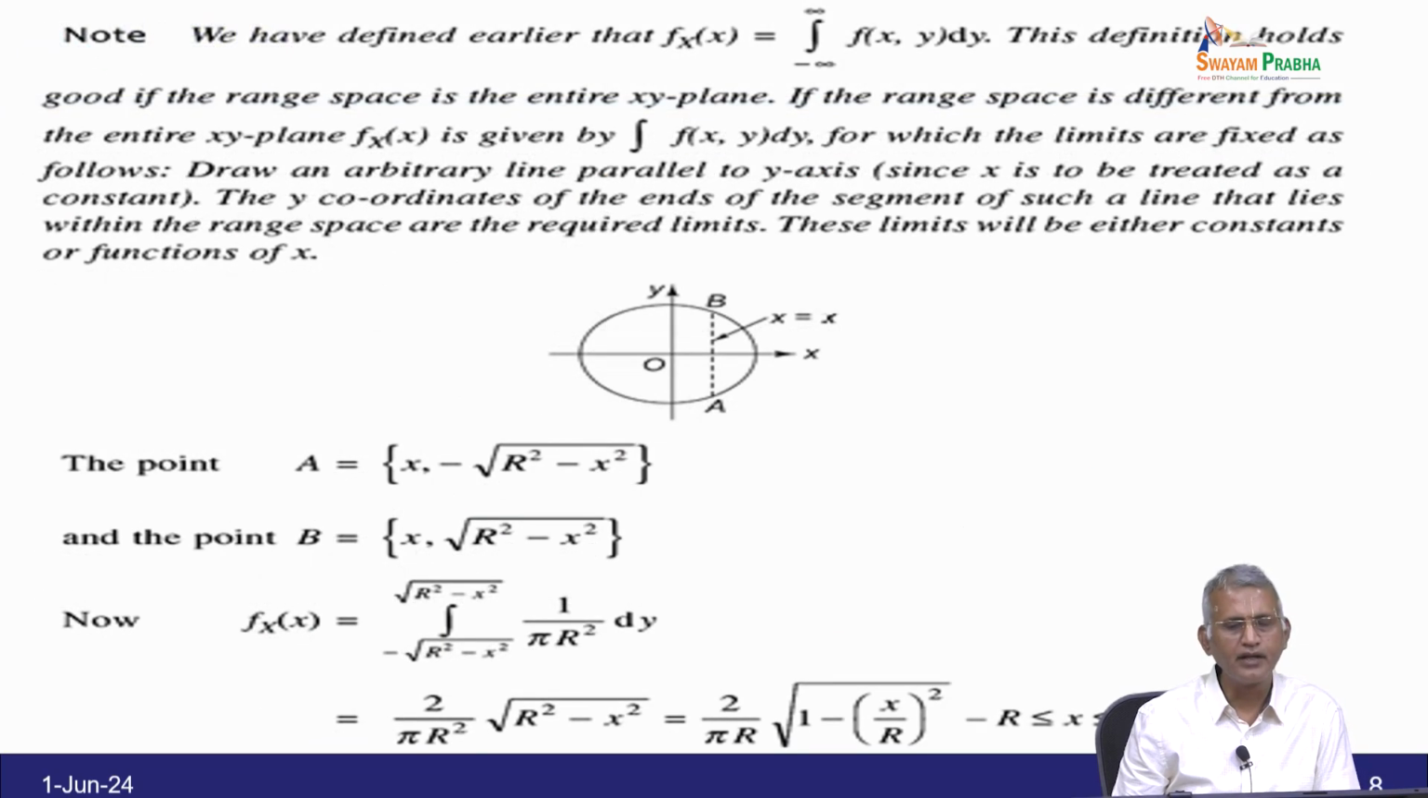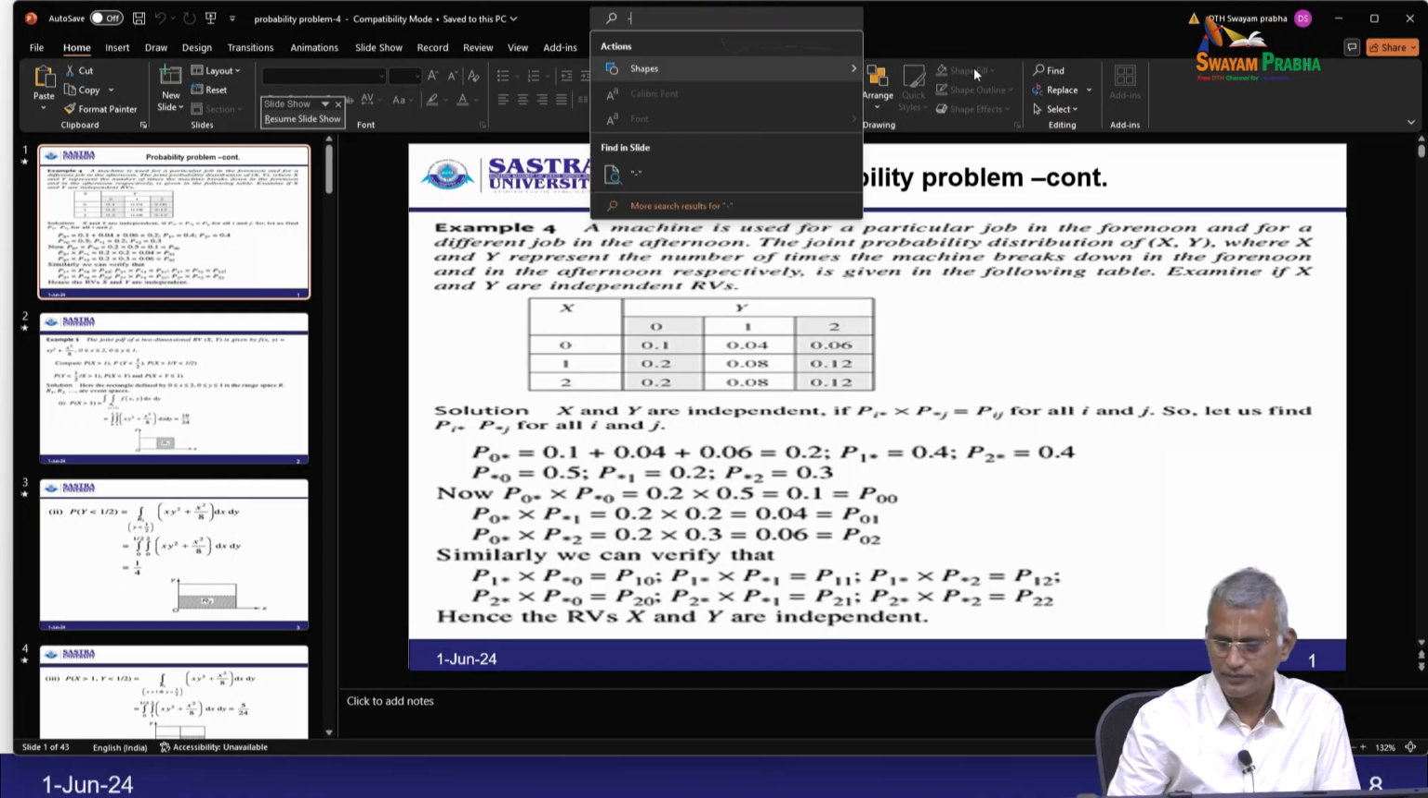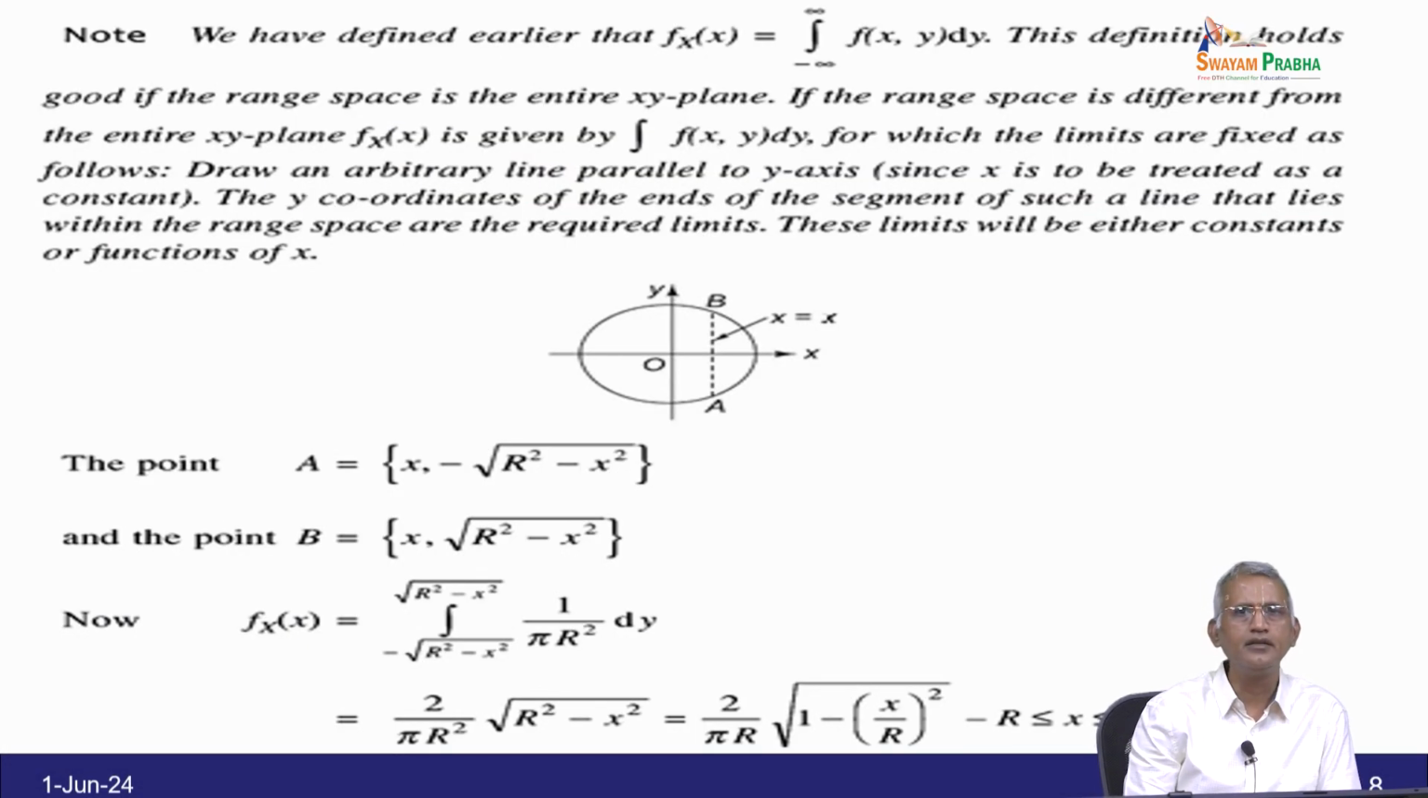Next, we defined earlier that fx(x) equals the integral from minus infinity to plus infinity of f(x, y) dy. The definition holds good if the range space is the entire xy plane. If the range space is different from the entire xy plane, fx(x) is given by the integral of f(x, y) dy, for which the limits are fixed as follows. Draw an arbitrary line parallel to the y axis. The y coordinates of the ends of the segment of such a line that lies within the range space are the required limits. These limits will be either constant or functions of x.